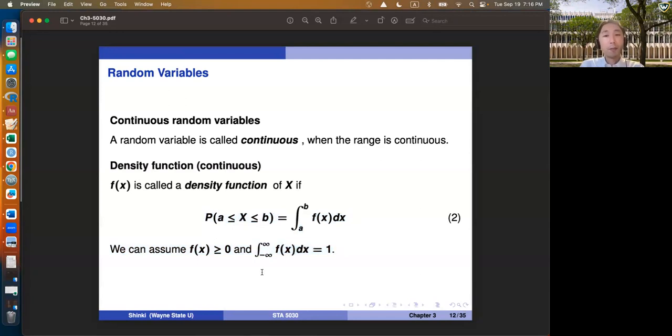So the probability of x being between negative infinity and positive infinity should be 1. And probability is non-negative. So this is a continuous version of a histogram, and the value should always be non-negative.